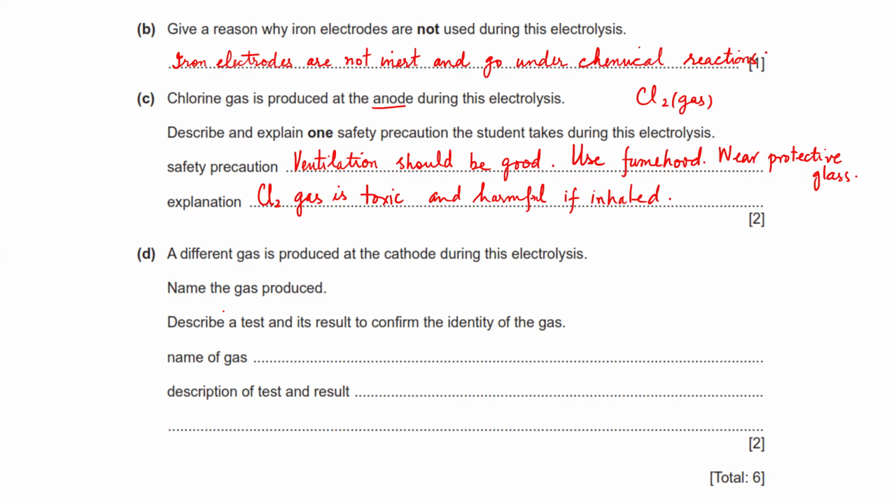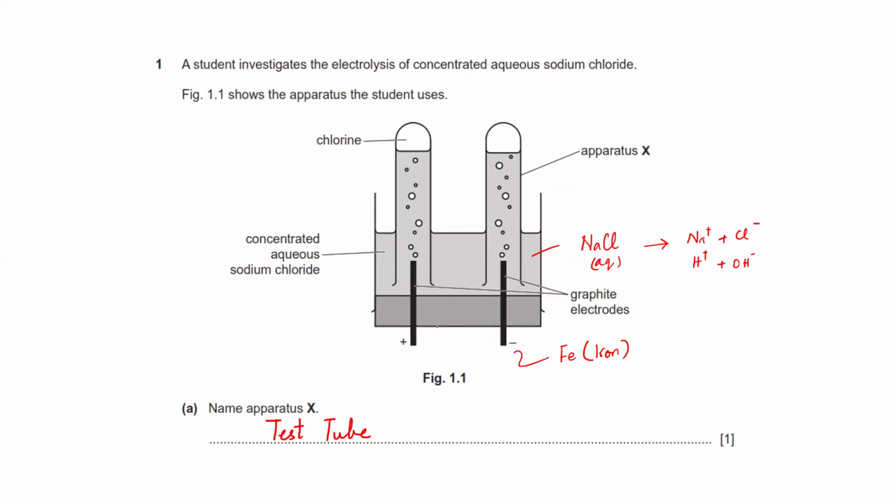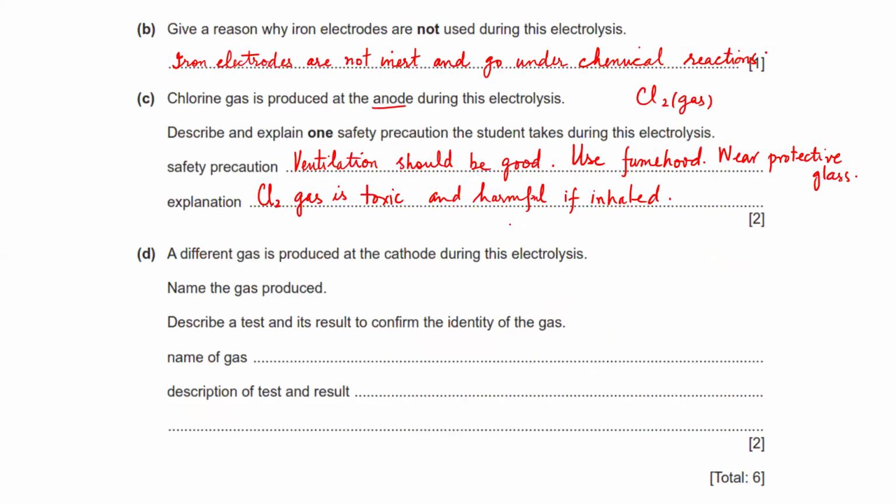with chlorine gas. So the part D, it says a different gas is produced at the cathode during the electrolysis. Name the gas produced. So remember, at the cathode, or basically the negative electrode, sodium ions are going and H positive ions are going. So H positive ion basically converts to H2 gas over here because sodium ions do not convert to sodium metal, that's not happening here. So the gas that is produced is hydrogen gas.